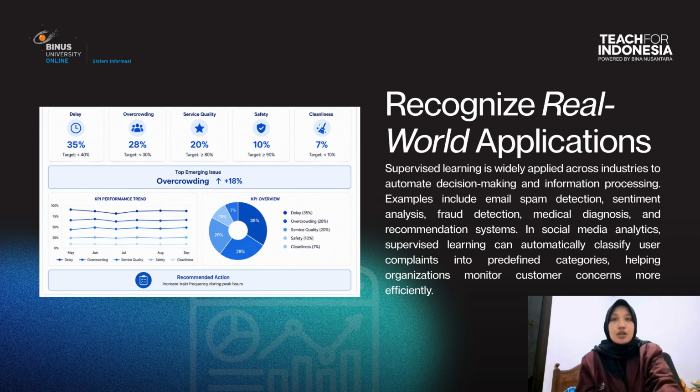Thank you. Now, I would like to explain Learning Outcome 5, which is to recognize real-world applications of supervised learning, particularly in complaint classification from social media. Supervised learning is widely used across many industries to automate prediction and decision-making tasks. Common applications include spam detection, fraud detection, medical diagnosis, recommendation systems, and sentiment analysis.